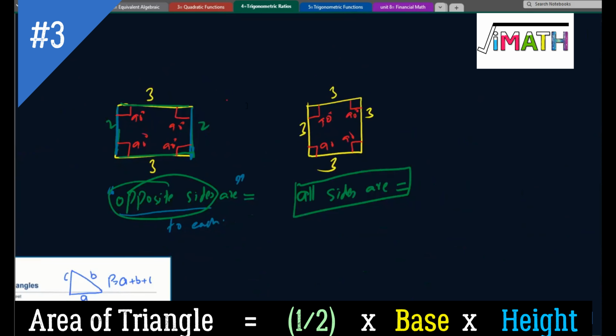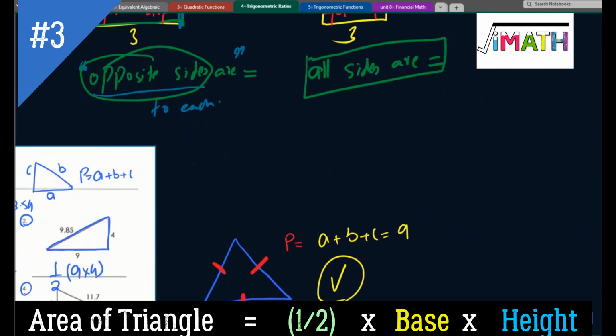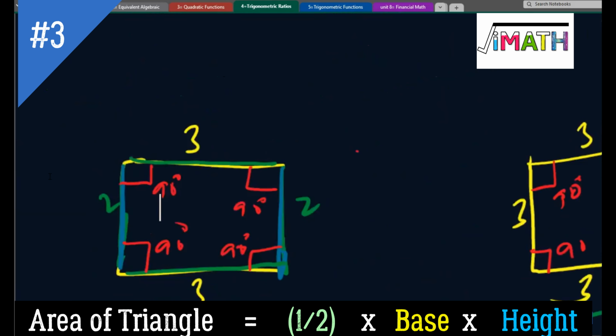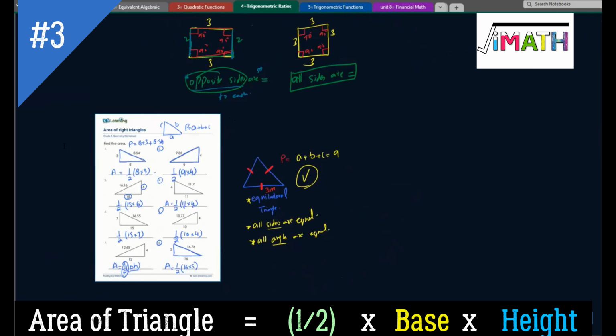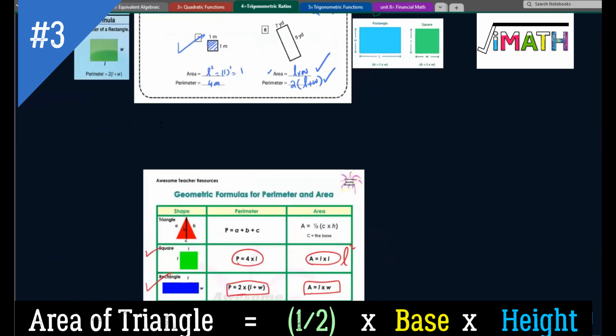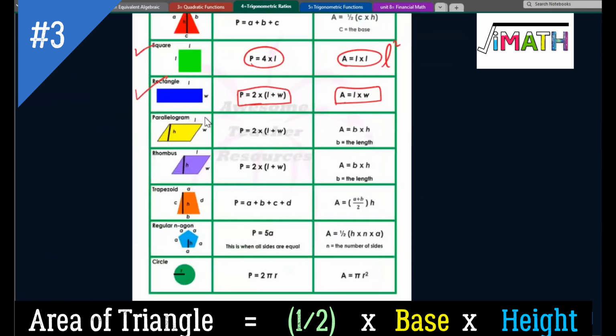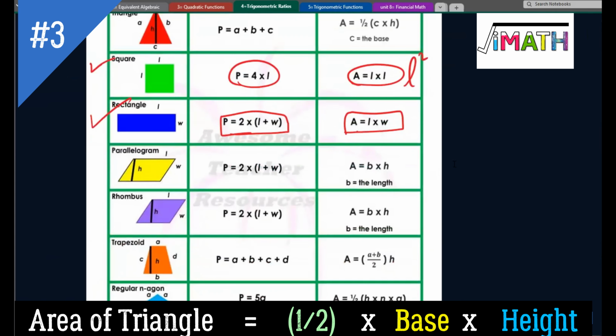So the only difference is the measurement of the lengths of the opposite sides in the rectangle. In a rectangle, whether it is the lower side, upper side, or right side, left side, they are going to be the same, but not all of them. So that was about our measurements of rectangles or triangles or a square.